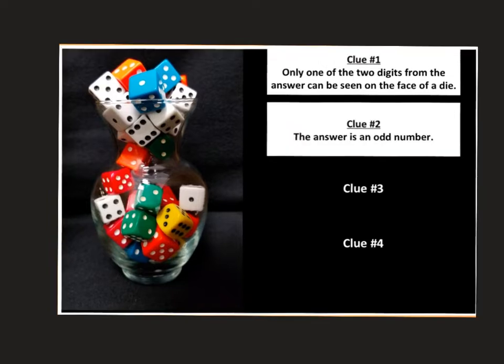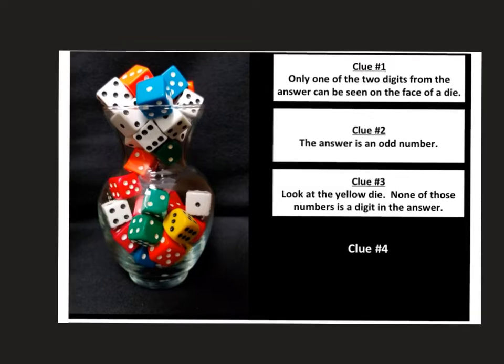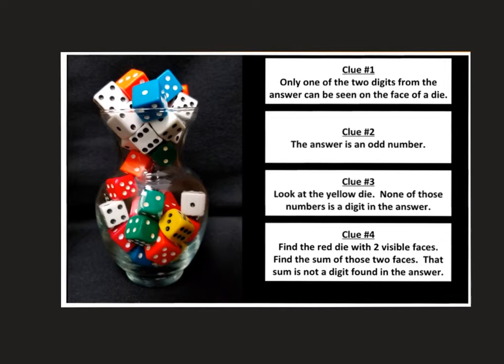Number 2. The answer is an odd number. Clue number 3. Look at the yellow number cube. None of those digits is a digit in the answer. And the final clue. Find the red number cube with two visible faces. Find the sum of those two faces. That sum is not a digit found in the answer.